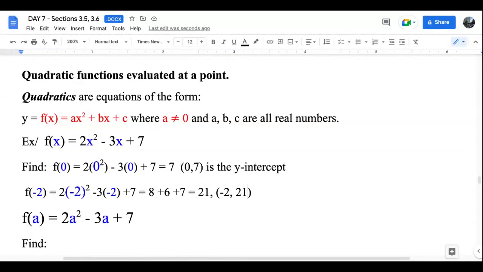Maybe some of you know already, the graph of this quadratic is an upward parabola. So (negative 2, 21) will be one point on the upward parabola, right? Same thing for (0, 7), one point on the graph. But f of a is still something unknown. Just change the function of x into a function of a. It's still 2a squared minus 3a plus 7. If anyone has any questions, feel free to stop me at any time.